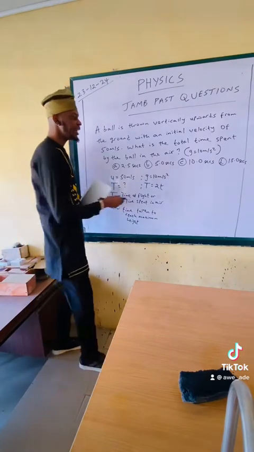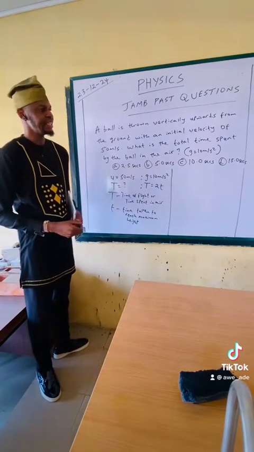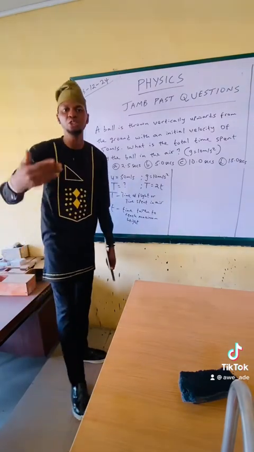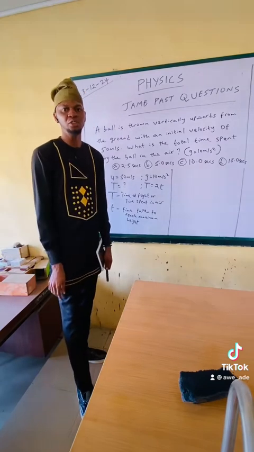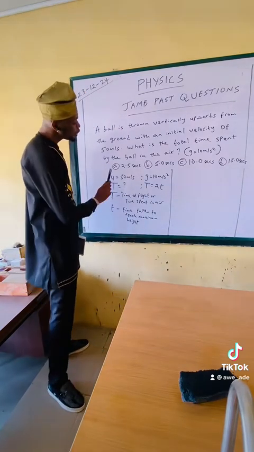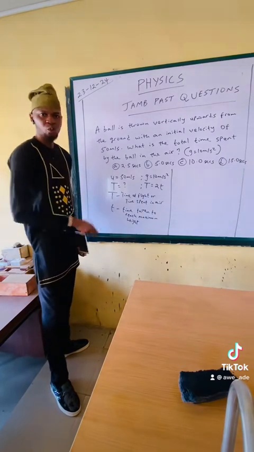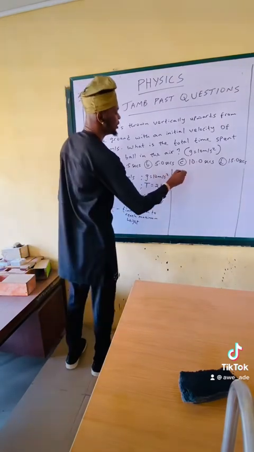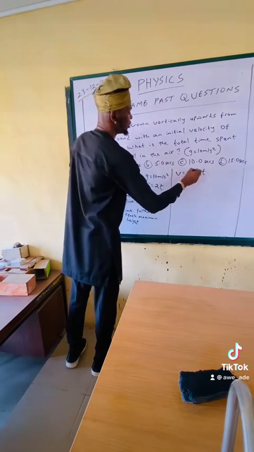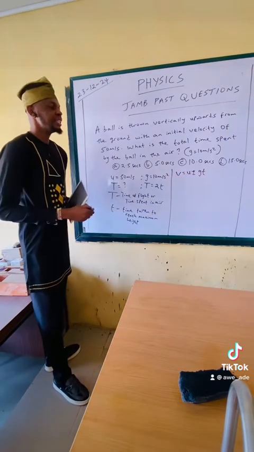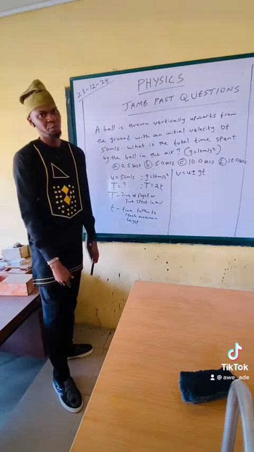Now, there are equations of motion under gravity. There are 3 equations of motion under gravity, which are derived from the 3 equations of motion. And the equation of motion under gravity that suits this question is this: v equals u plus or minus gt. Now, if it's going up, it will be minus. If it's coming down, it will be plus.